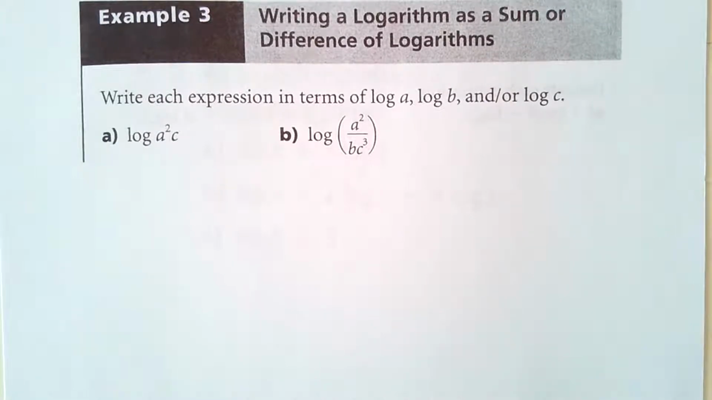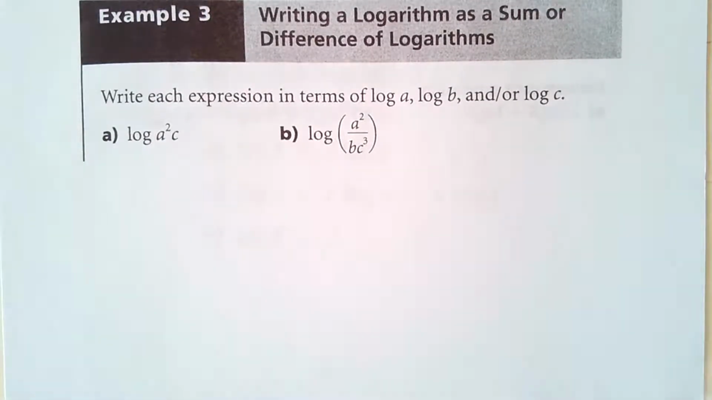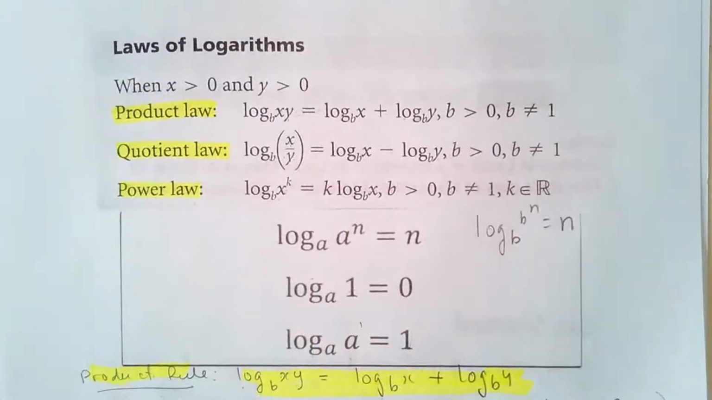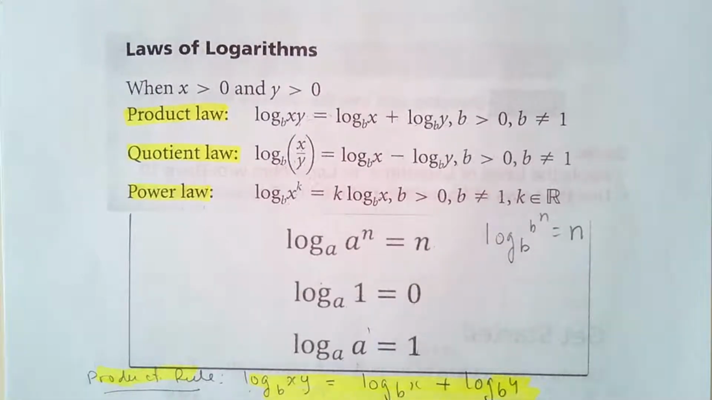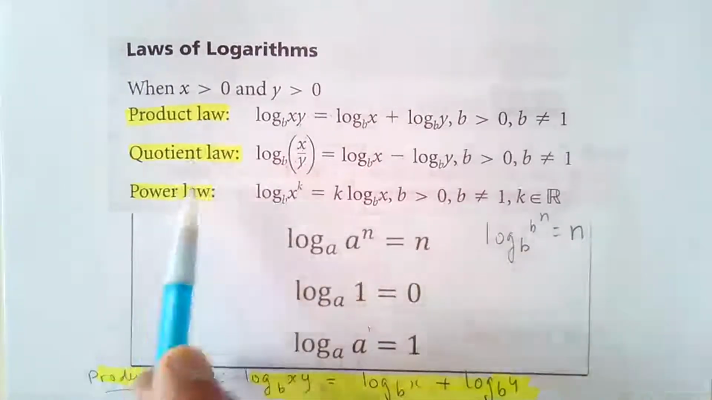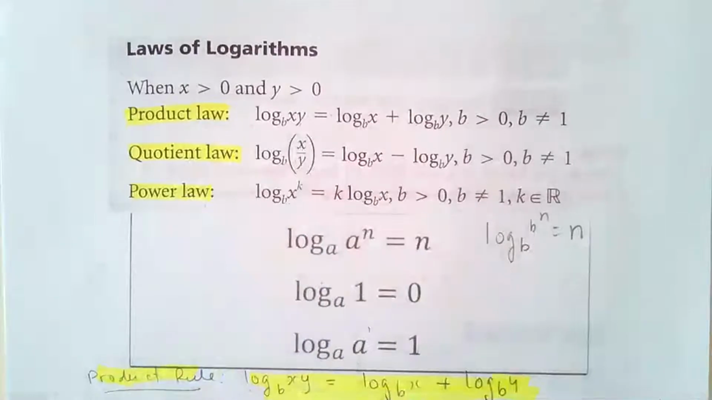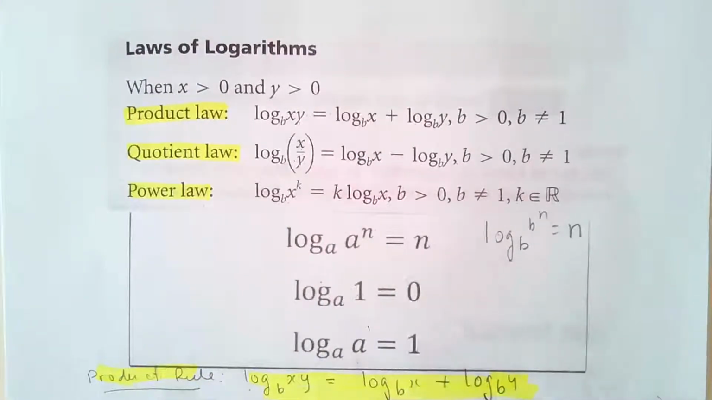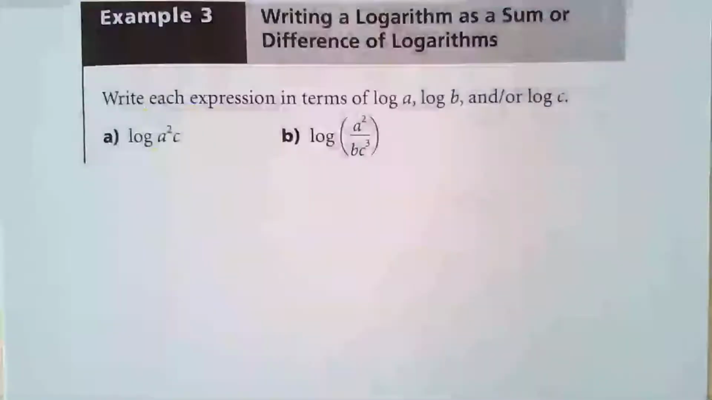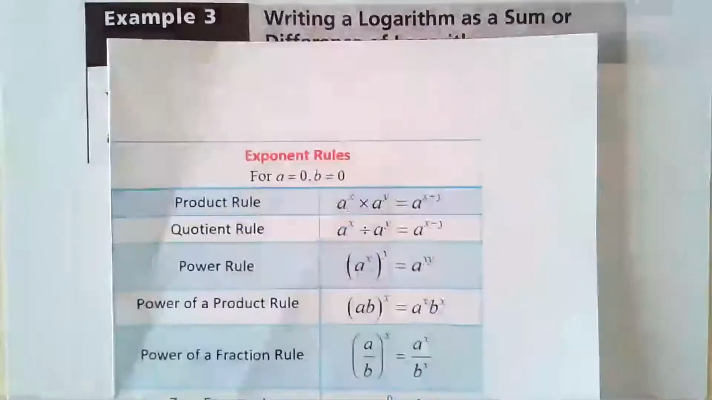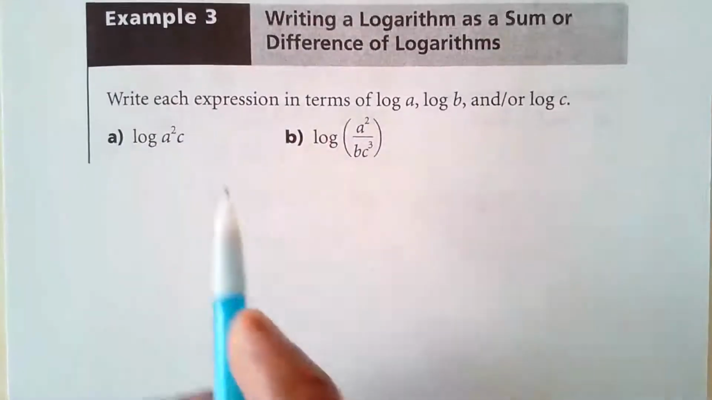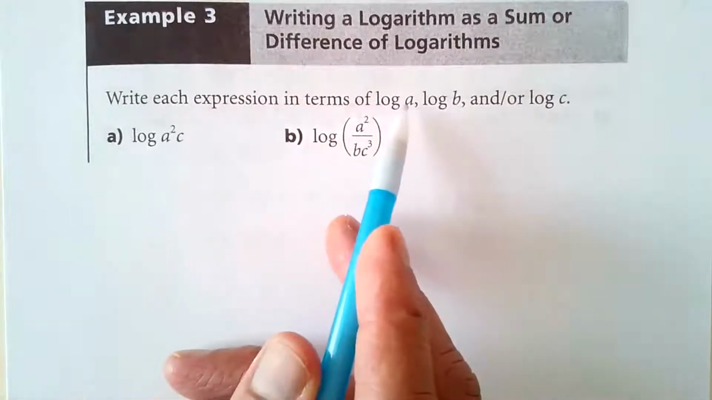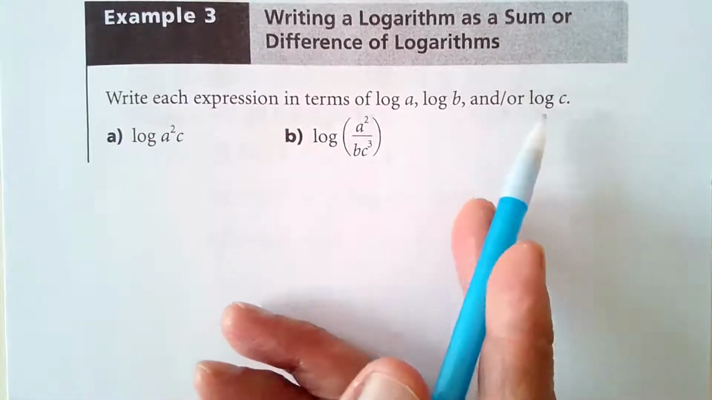Just recall, we'll still be applying our laws of logs. I'll refer to these laws as the product law, quotient law, and power law. Just a reminder, we'll be going back to these, and we know our log definitions. They all derive from, or are related to, the exponential rule. Let's look at the first one. Write each expression in terms of log A, log B, and log C.